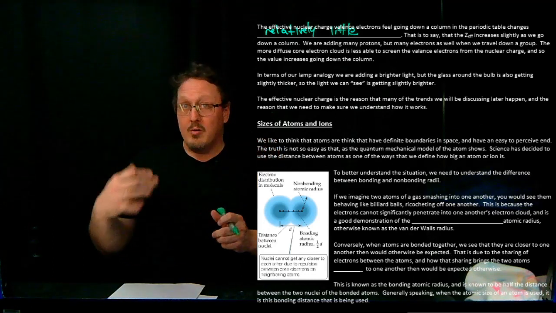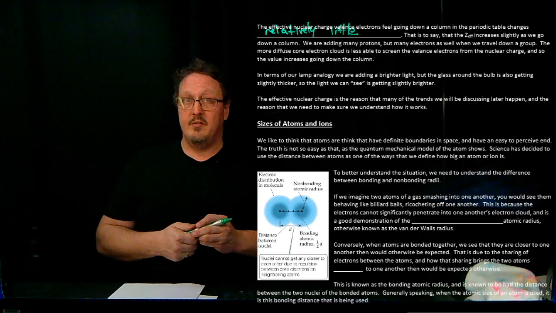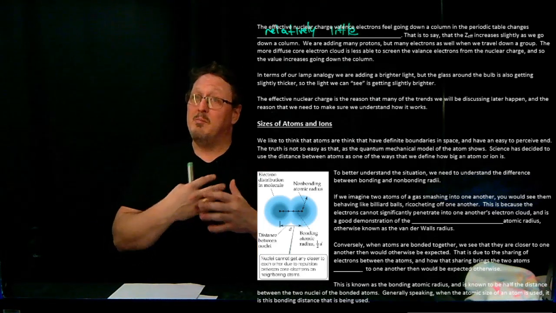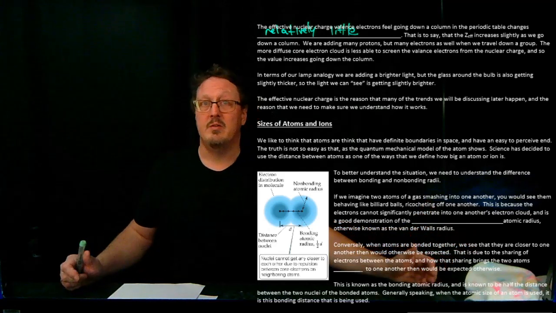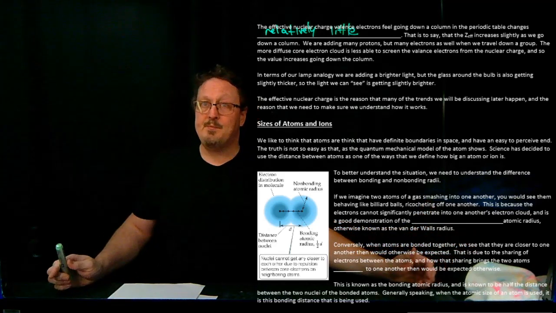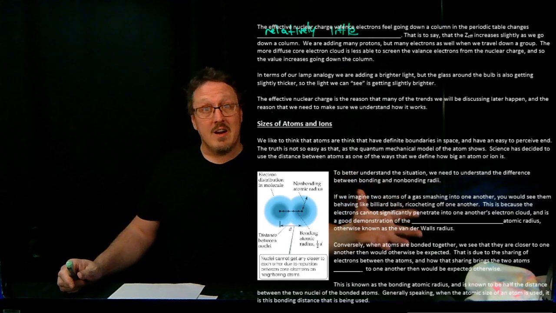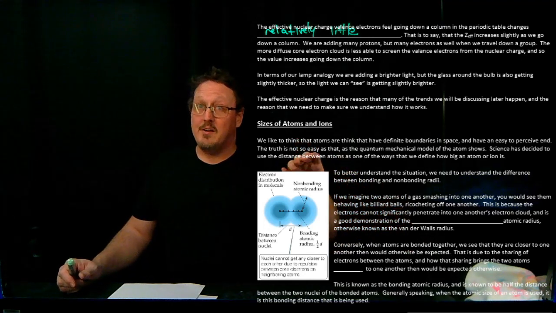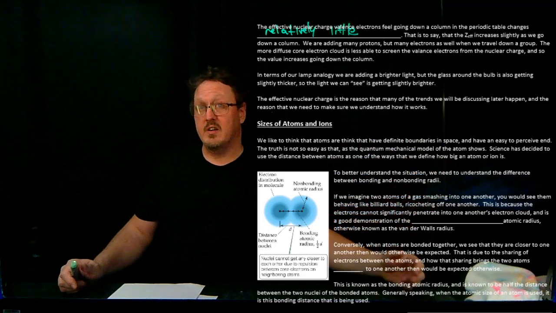Now, the important reason to understand the effective nuclear charge is that it is effectively the reason for many of the other things that we're going to talk about in this chapter. Because of those forces and interactions at play, we really need to understand how that works so that we can understand the other trends that we're about to discuss.